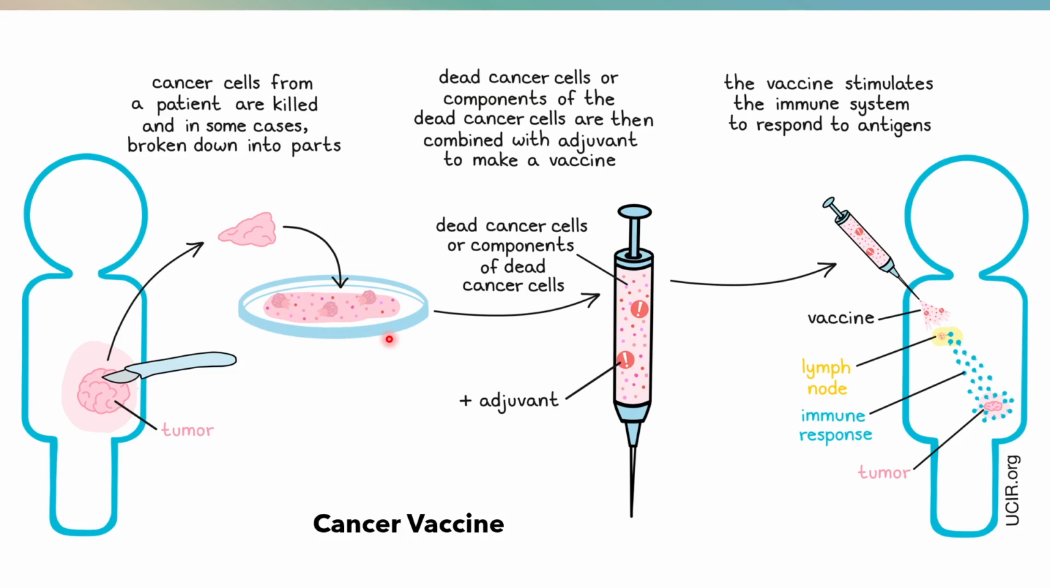These cancer cells from a patient are killed and in some cases broken down into parts. The tumor cells are broken down into specific parts to increase expression, or sometimes it is expressed on the whole cell. Fine, and they are cultured. Now these dead cancer cells or components of dead cancer cells are combined with adjuvant to make a vaccine. These are the dotted spots, and this whole thing is called adjuvant.